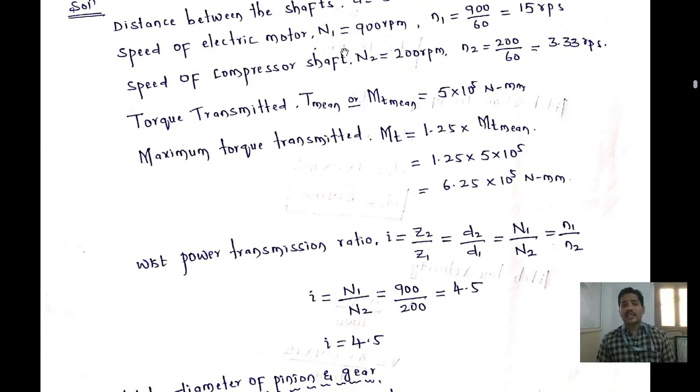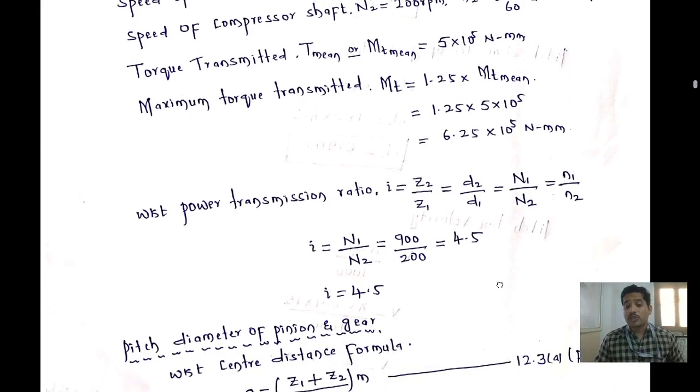We have the formula i is equal to Z2 by Z1, where Z2 is the number of teeth of the spur gear and Z1 the number of teeth of the pinion, D2 is the diameter of the spur gear, D1 the diameter of the pinion, N1 the speed of the pinion, and N2 the speed of the spur gear. Clear? Here we convert the RPM value to RPS; N1 and N2 are measured in RPS. First of all, we are finding the power transmission value i.